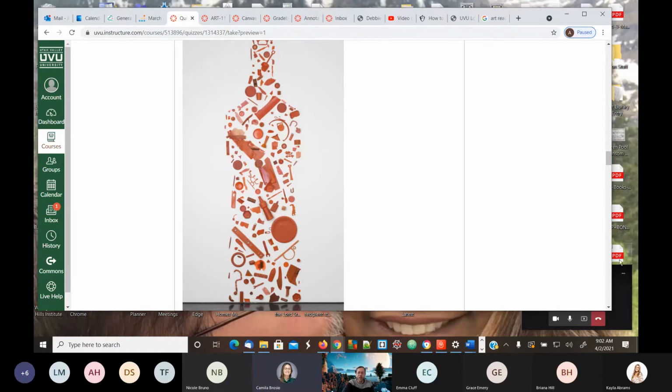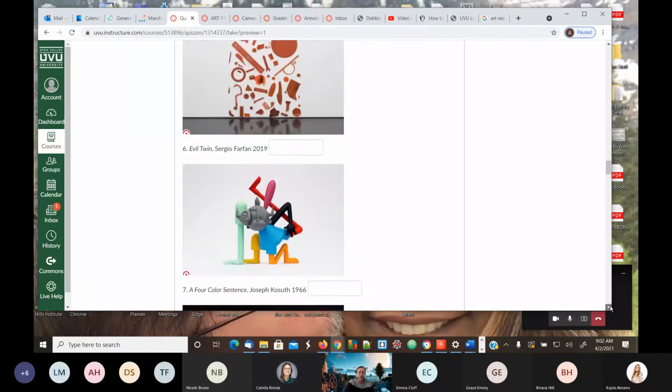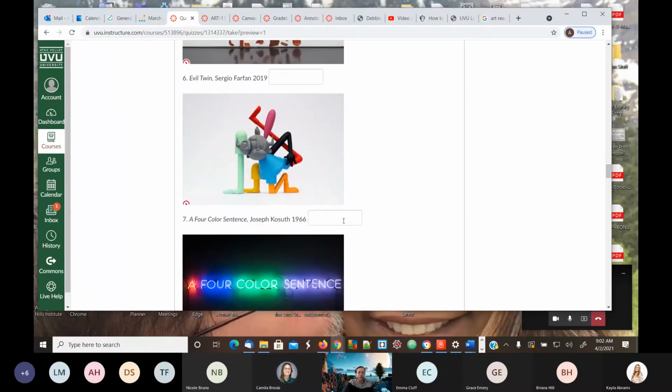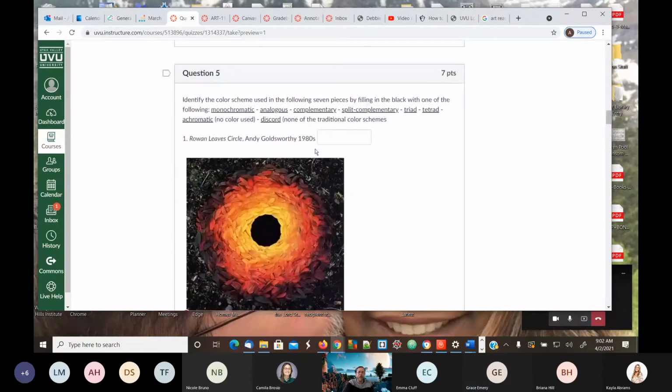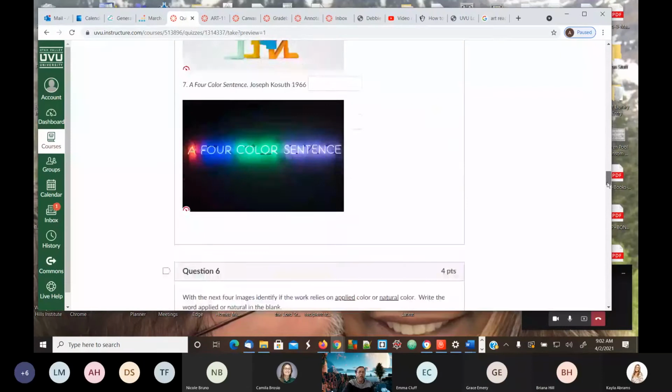What's this one? Remember what this one is? Monochromatic. Yes, perfect. Okay, what about this one? Do you think there's any consistent color scheme used? Not really. All right, so if we go up here to the list, which one is it? Discord. Exactly. Very good.